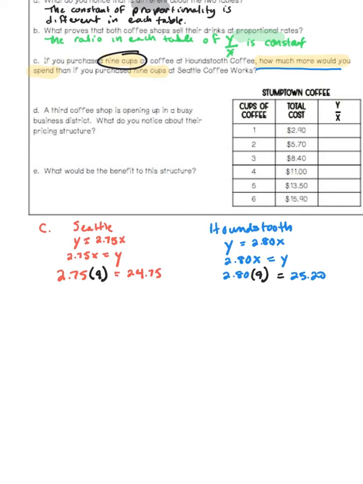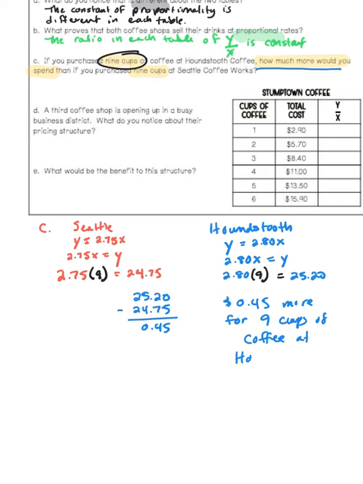than in Seattle? So in order to find that, we have to find the difference. We're going to take $25.20 minus $24.75, and that would give us 45 cents. So the answer to the question is we would spend 45 cents more for 9 cups of coffee at Houndstooth. And I probably could have had enough room to write it in this space right there.